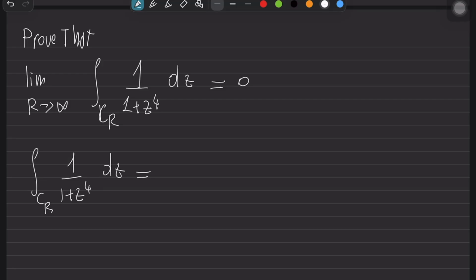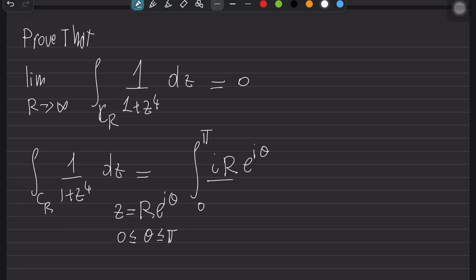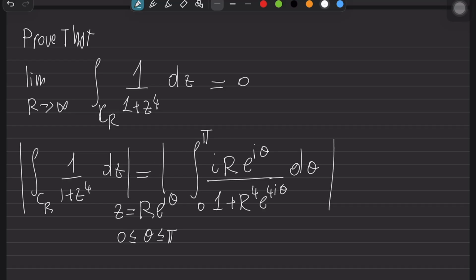Since we are on a semicircle, I can always parameterize z as the radius of the semicircle times e to the I theta, where theta is between 0 and pi. So this is the integral between 0 and pi of r e to the I theta times I, divided by 1 plus r to the power 4 e to the 4 I theta, d theta. Okay? Let's take the absolute value of both of them.